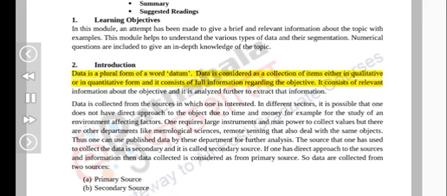Data is considered as a collection of items either in qualitative or in quantitative form, and it consists of full information regarding the objective. It consists of relevant information about the objective, and it is analyzed further to extract that information. Data is collected from the sources in which one is interested.